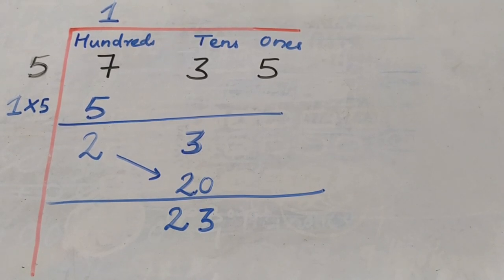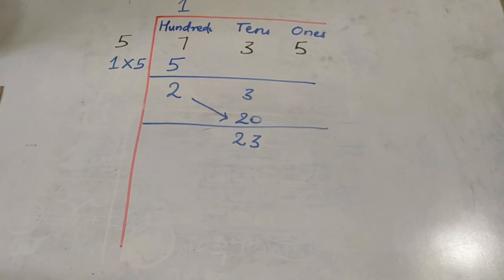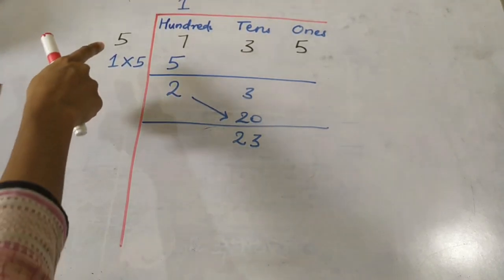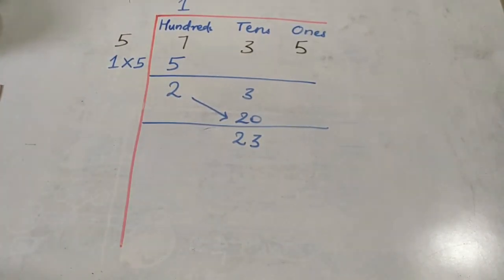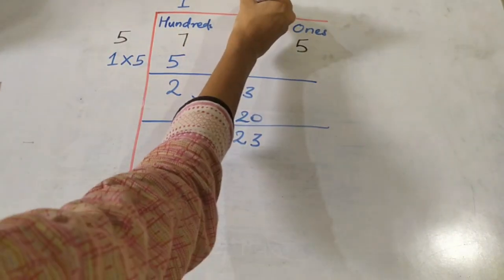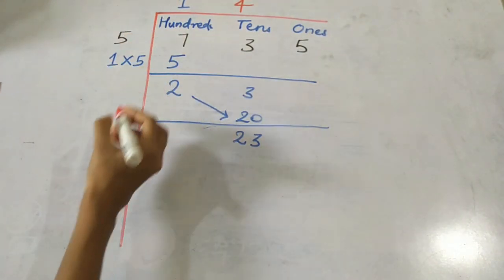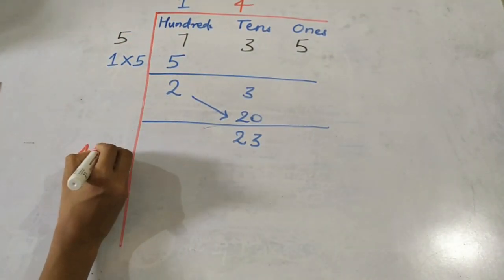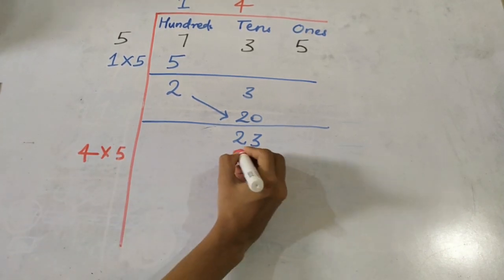23 bundles of 10 in each. Now we are going to look how many 5s are there in 23. Okay, how many 5s are there in 23? How many? 4 5s are 20. Okay, so I will write here 4. Now 4 5s are 20.